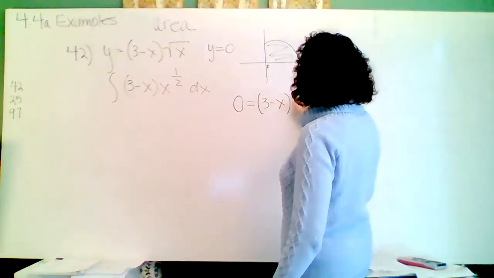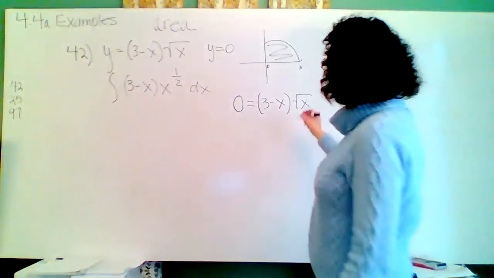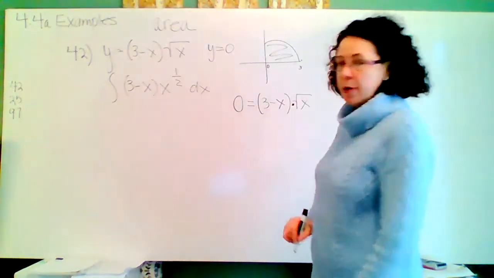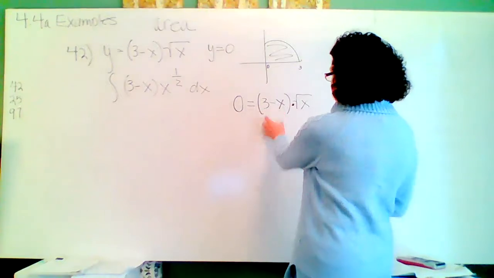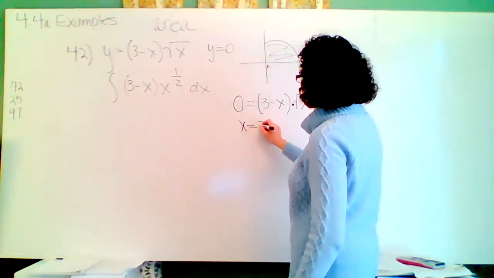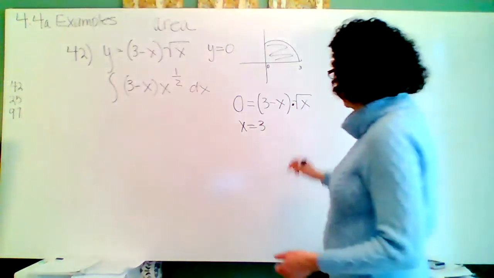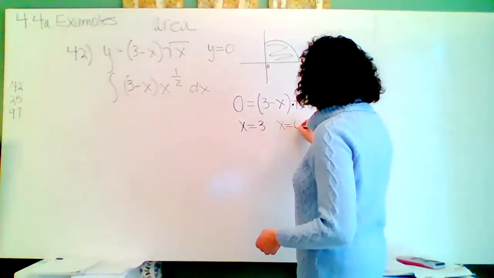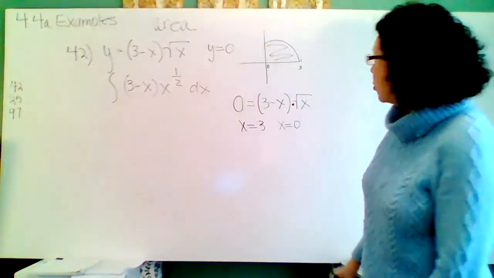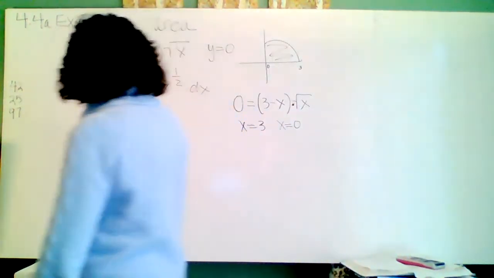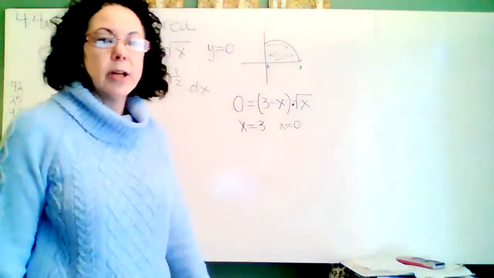Now, you may feel like, I can't do that. Yes, you can. You know that 0 times anything is 0, right? So I need 3 minus x to be 0, right? That would be x equals 3, or I need the square root of x to be 0, right? And so it's just that we set the factors equal to 0. Okay, so here's my lower and my upper limit.